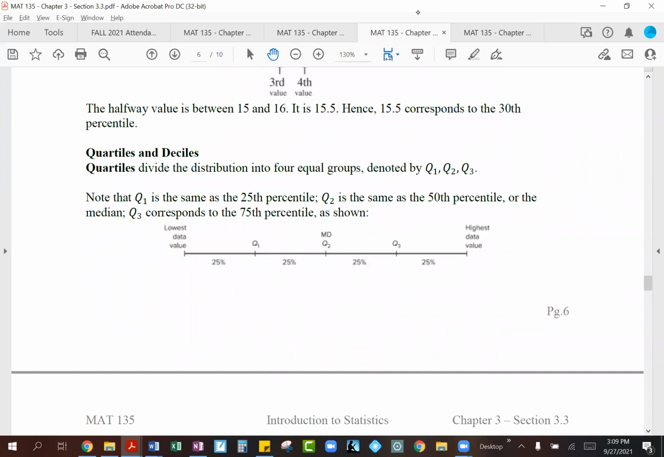So when you're talking about quartiles and deciles, same exact concept. The only difference is with quartiles, we're breaking it up into 4 equal groups. So instead of breaking it up into 100 equal groups, we break it up into 4 equal groups. So you've got quartile 1, quartile 2, and quartile 3. So you can see below quartile 1 is 25% of your data. Below quartile 2 is 50% of your data, and below quartile 3 is 75% of your data. So think about quarters, right?